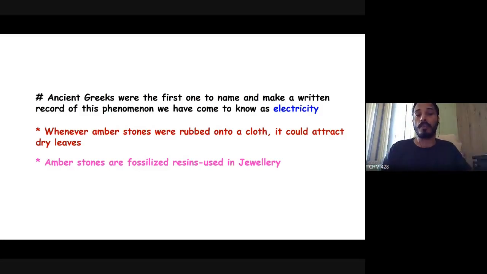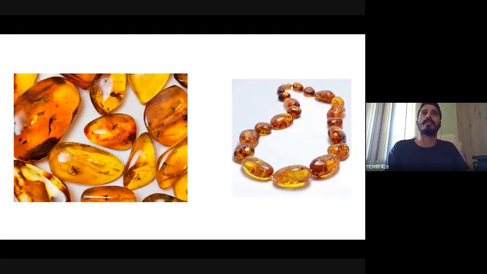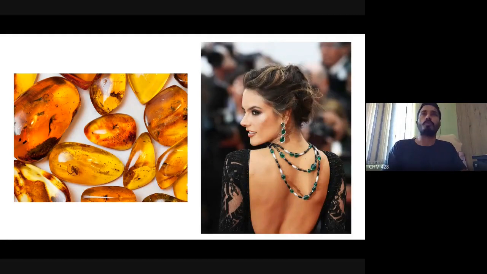Remember, amber stones are fossilized resins used by the Greeks in jewelry. It looks something like this. You might have seen it. And celebrities even use them nowadays to make very beautiful ornaments. And ancient Greeks observed that when the amber stones were rubbed onto a cloth, they could attract dry leaves, and with enough rubbing, could even produce a mild electric shock.